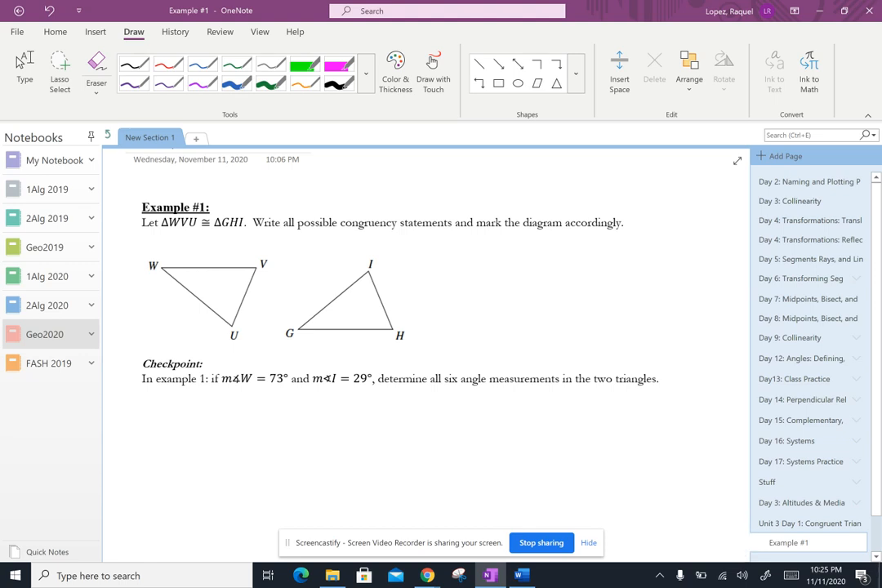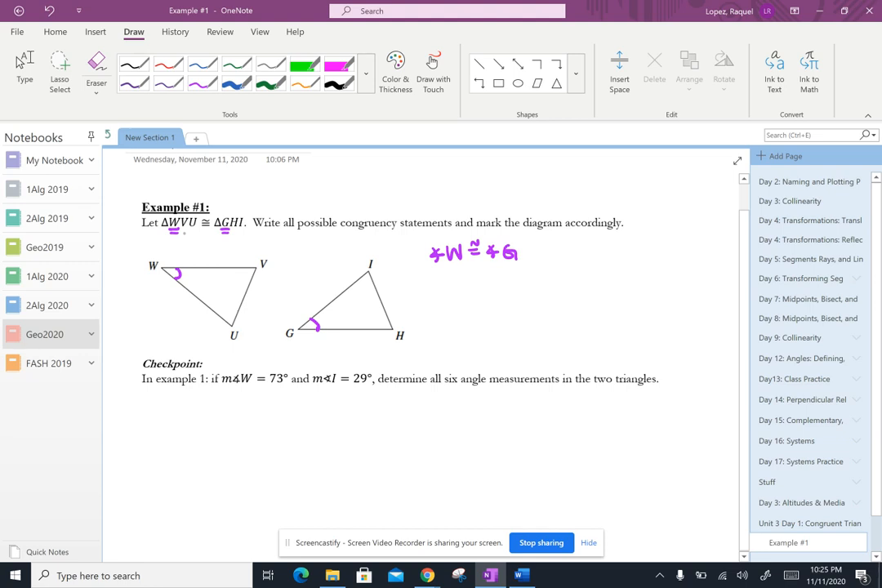I like to start with my angles. Or actually, we can write our congruency statements and mark the diagram as we go as well. So let's start with our angles. Since W is the first letter in this triangle statement and G is the first letter in that triangle statement, that means that angle W is congruent to angle G. So I'm going to mark that in my picture with one arc. So angle W is congruent to angle G.